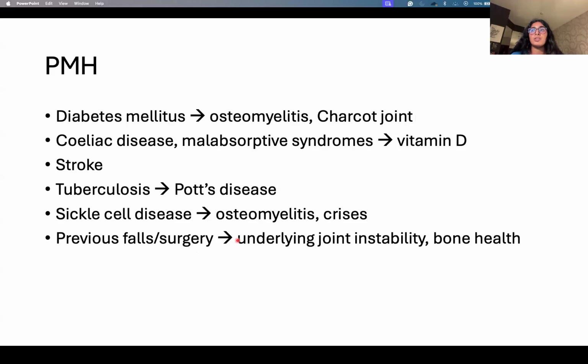Previous falls or surgery. So think about the cause of that previous fall or surgery. How is their bone health doing? Do they have any underlying joint instability, as well as prosthetics? The problem with prosthetics is you need to have a low threshold for thinking about infection, especially if that was done recently. And you always need to think about it coming out or calling for help very early on.